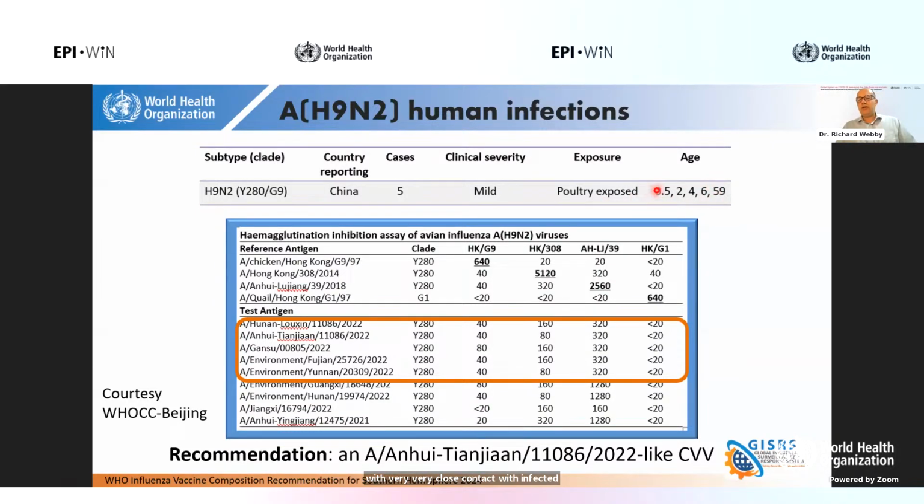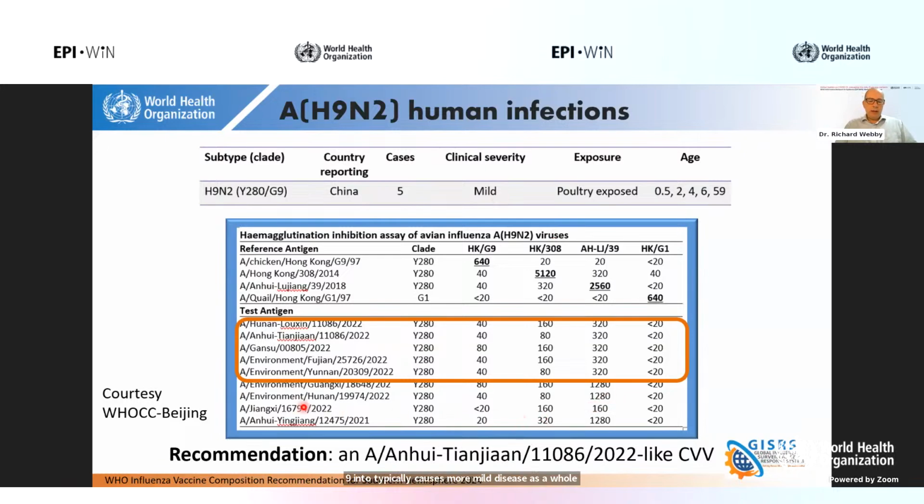And as you can see here with the H9, and this is a trend we typically see, it tends to be the younger individuals that are infected with H9. You can see here the disease was always mild. Again, H9N2 typically causes more mild disease as a whole than H5 can.